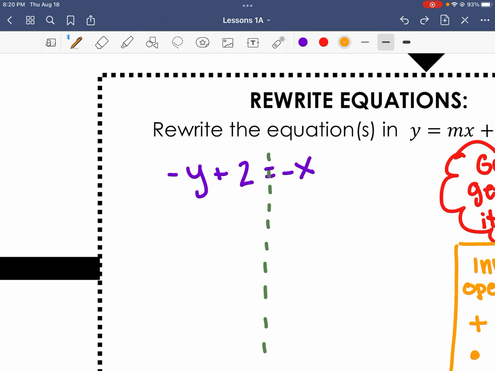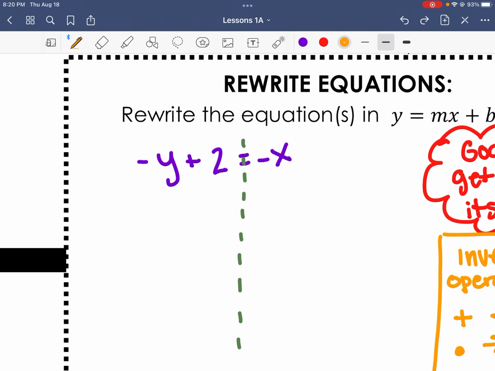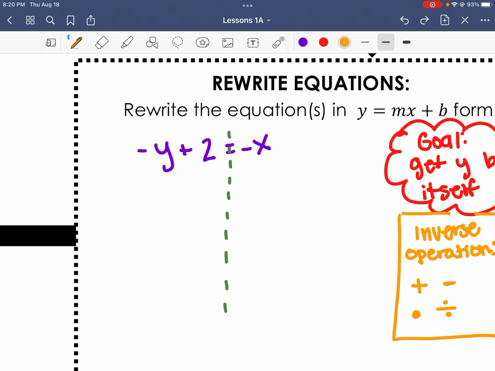Now remember, we have to look at the operation. This 2 is adding, so to get rid of it, I have to do the inverse operation, which is subtract. So I'm going to do minus 2. But what I do to one side of the equation, I have to do on the other side, which is where this green line is going to help me. I'm going to go minus 2 right here. Now, 2 minus 2 becomes 0. So I get to bring back down my y. So I get negative y. That's 0, so I'm not going to write it.